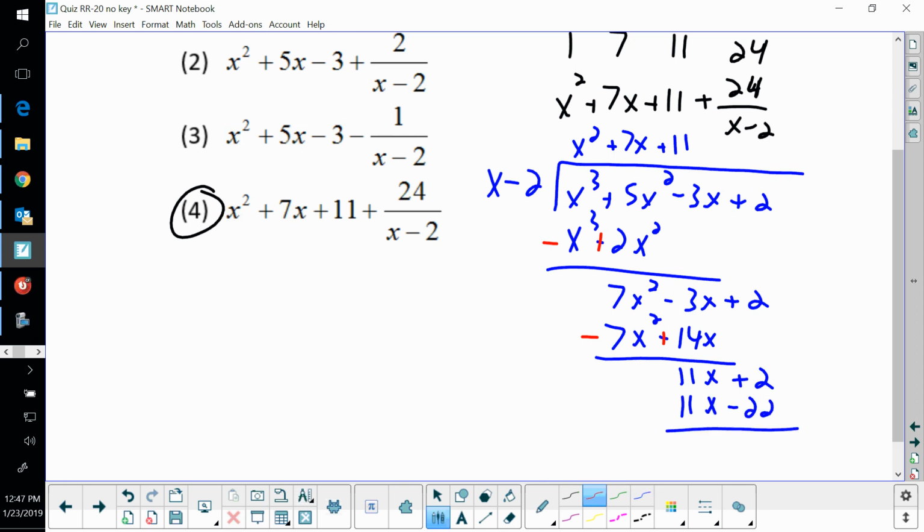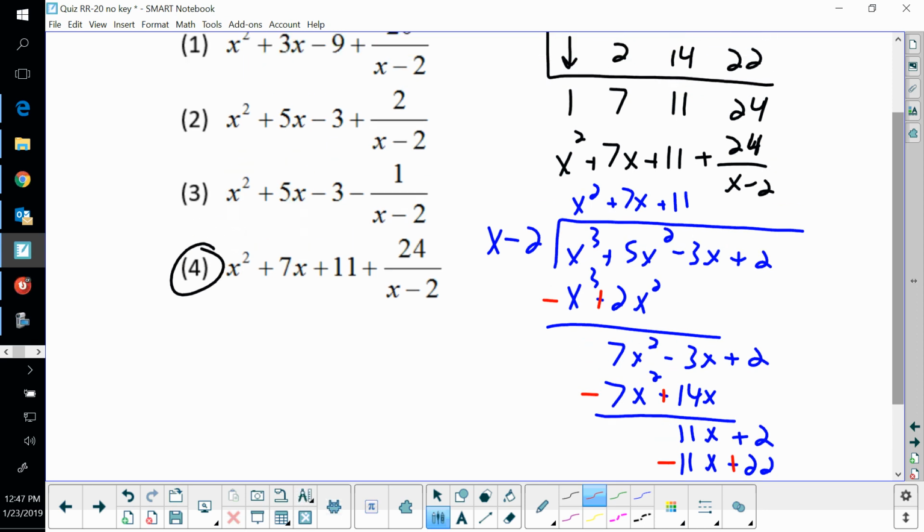We're going to subtract, so we got to switch the signs. This will give us a 24. That is our remainder. It's a positive 24, so we'll do a plus 24 over what we were dividing by, x minus 2. Okay, so there's 3 different options really for this question.